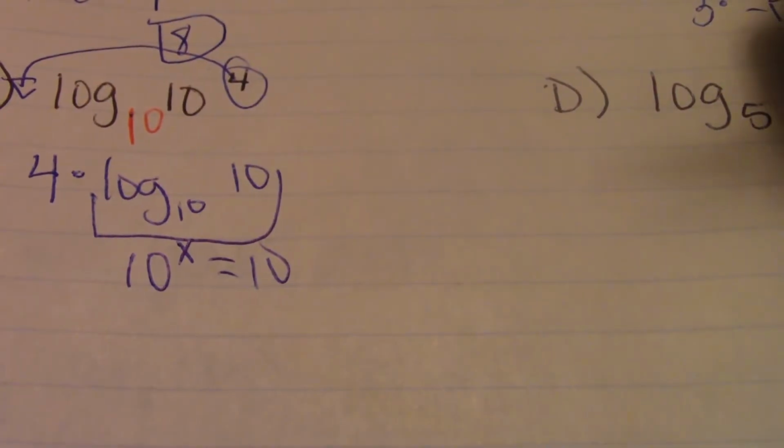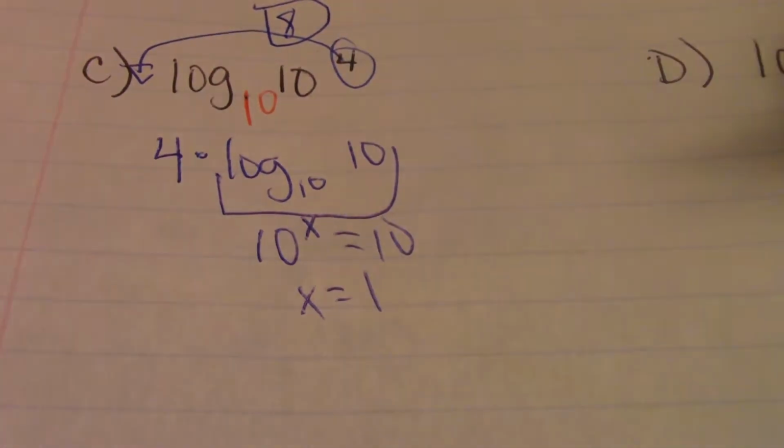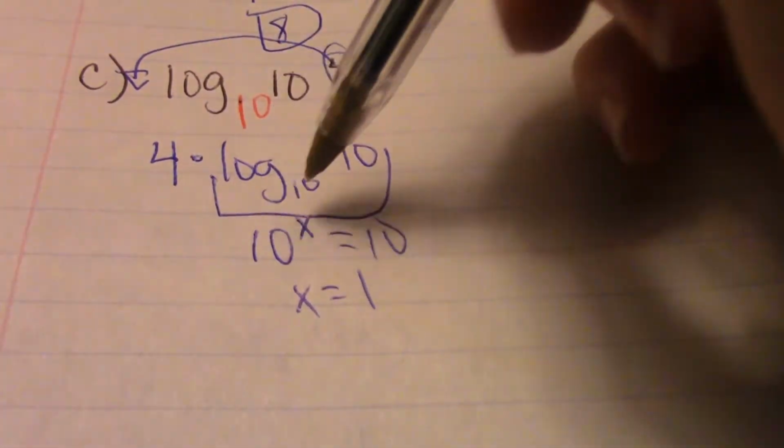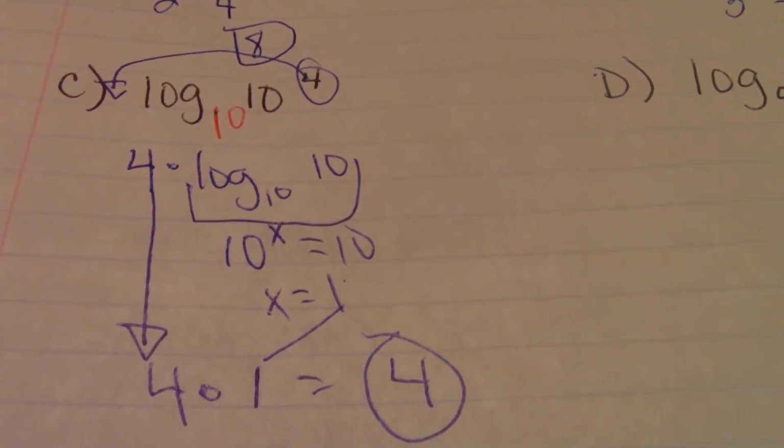We have to simplify this. Switch to exponential form. 10 to the x equals 10. x equals 1, because 10 to the 1st power is 10. Bring down our 4, times this 1. And that answer is 4. And it is our final answer.